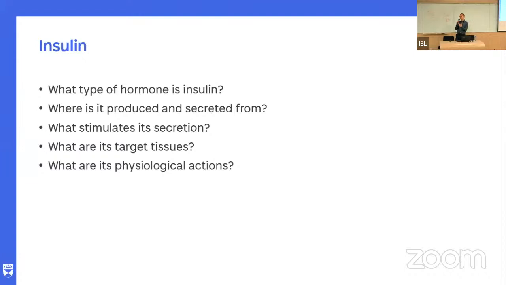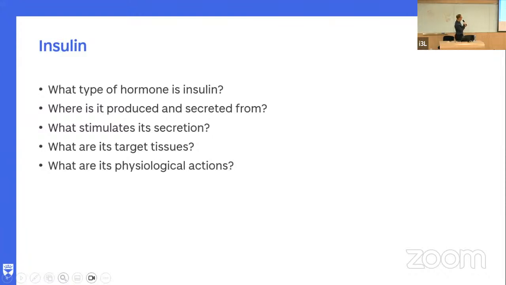The two other major chemical types are the steroid hormones, so things like the sex hormones, testosterone. Examples of hormones are also the amines. These are derived from specific amino acids, and these include adrenaline and noradrenaline. So insulin is a peptide hormone.